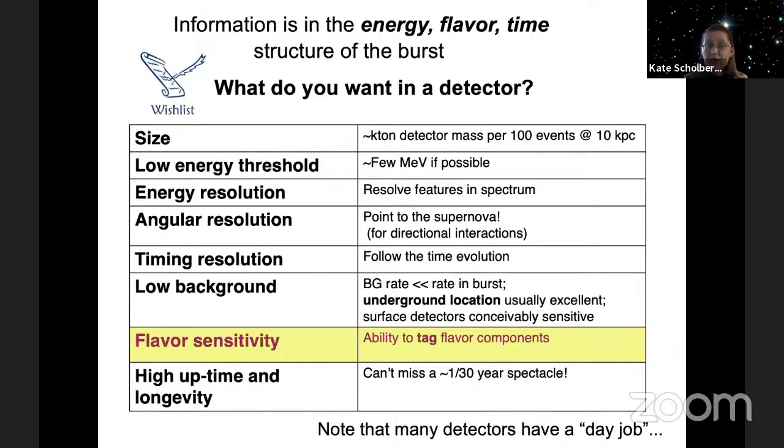You also want angular resolution. You want to be able to tell where the neutrinos are pointing from. And you heard a little bit about that in the last talk. I'll say also a little bit more about that. You want to try to exploit the neutrinos that remember where they came from. Not all of the neutrino interactions are directional. Not all of them have good information there.